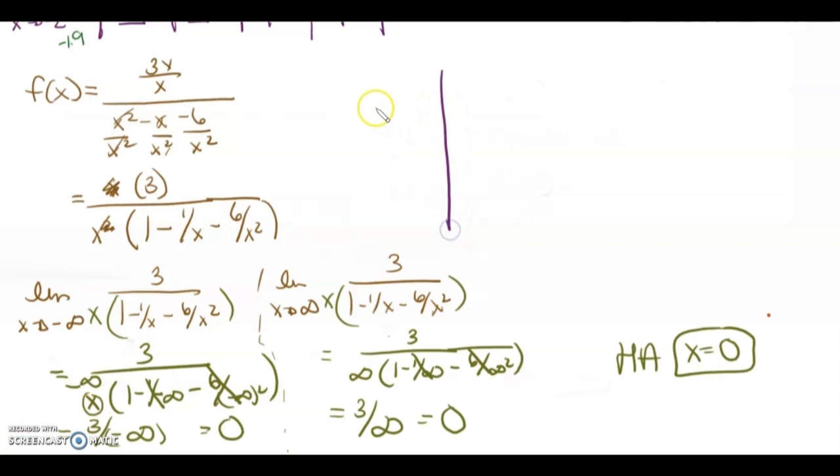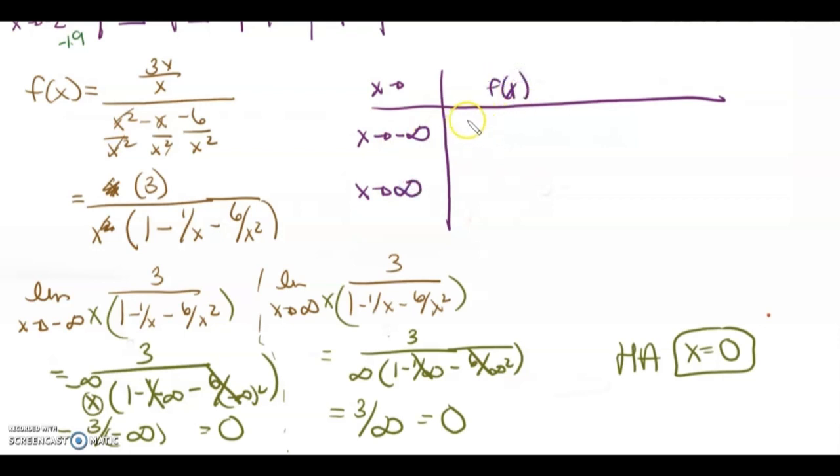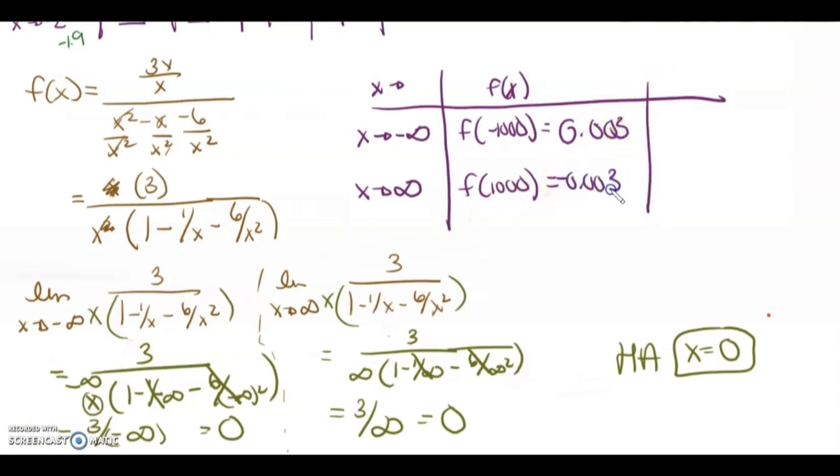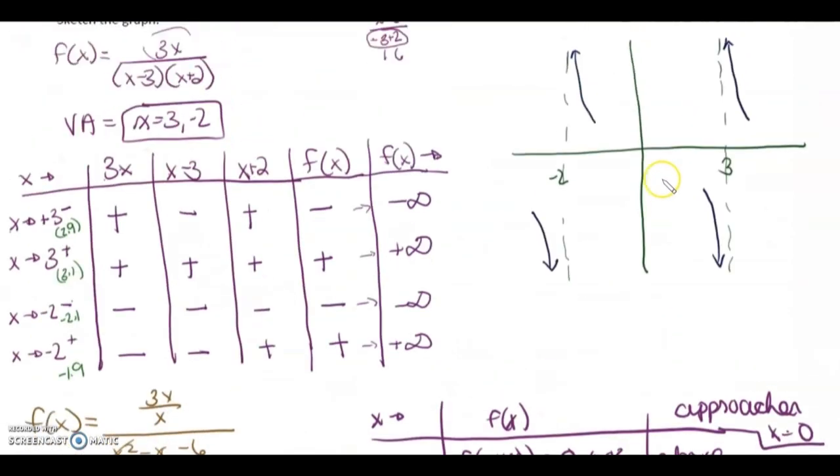Okay, now let's test if these approach from above or below. So we're going to test as x approaches negative infinity and as x approaches infinity. So we are going to sub in f at negative 1,000 and f at 1,000. Okay, so we get 0.003. Okay, and then we get negative 0.003. Okay, so now we have to talk about whether this approaches the horizontal asymptote from above or below. Well, 0.003 is a number above 0, and negative 0.003 is below 0.